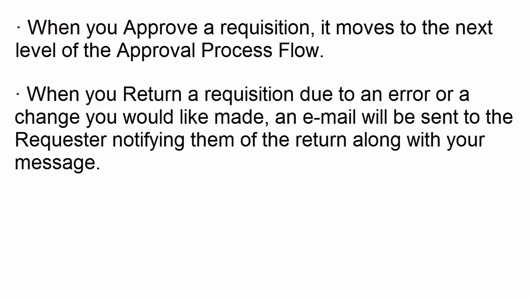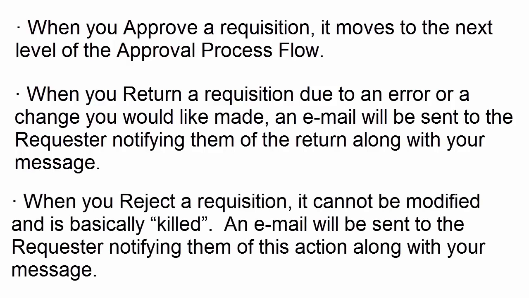When you approve a requisition, it moves to the next level of the approval process flow. When you return a requisition due to an error or a change you would like made, an email will be sent to the requester notifying them of the return along with your message. When you reject a requisition, it cannot be modified and it is basically killed. An email will be sent to the requester notifying them of this action along with your message.